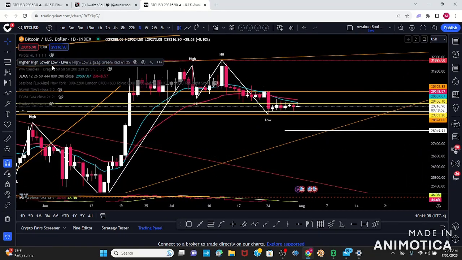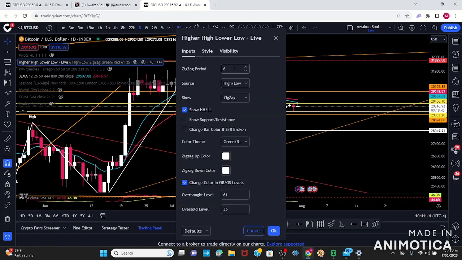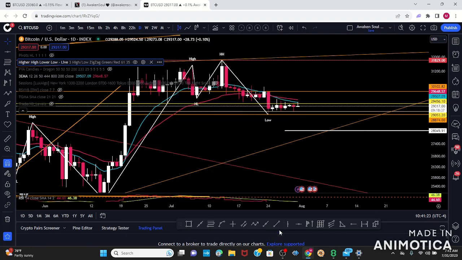So sometimes, like I said, I like to use this higher high, lower low. And I just play around with the numbers. Sometimes I use 30, sometimes I use 3. I like to stay within the universe numbers. So I use 3, 6, and 9, and then 30. It depends what I'm looking for, right?